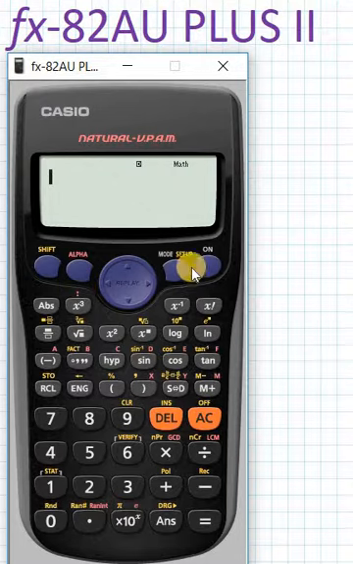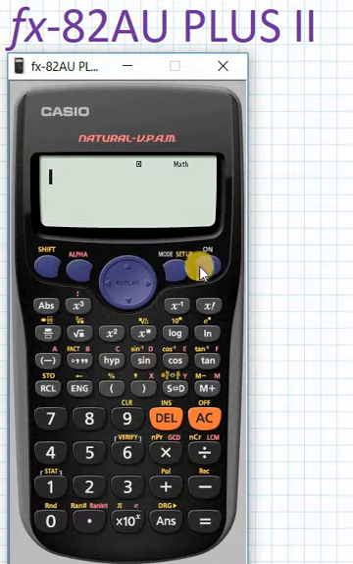To turn it on, you press this button. To turn it off, press shift and then AC. So it should turn off. If you do not turn it off, it doesn't matter. After a few minutes, this calculator will turn off by itself. The reason I need to re-emphasize the ON button is this.